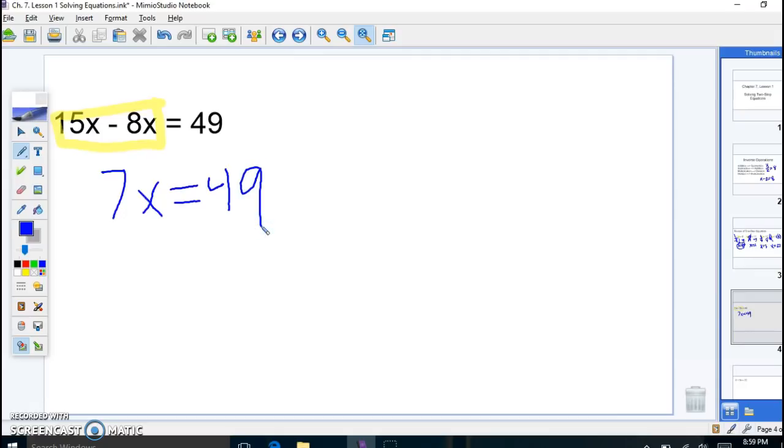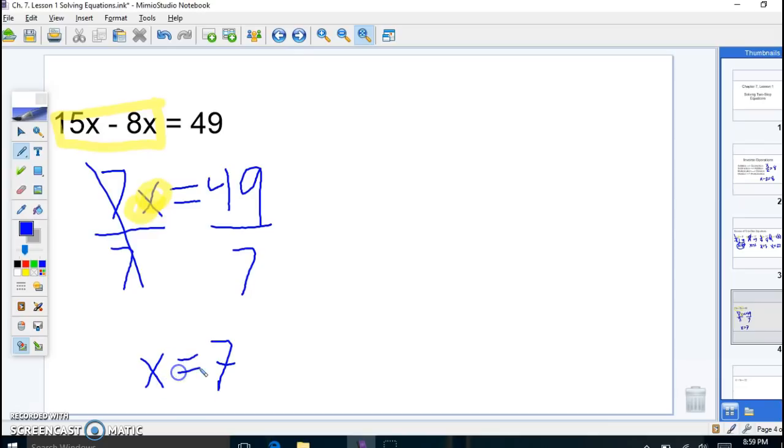Now we have a multiplication problem because it's saying 7 times x. To undo multiplication, we have to divide. Because 7 is being multiplied to the x, we're dividing both sides by 7. That cancels. 49 divided by 7 is 7. And then the x drops down into x equals 7.